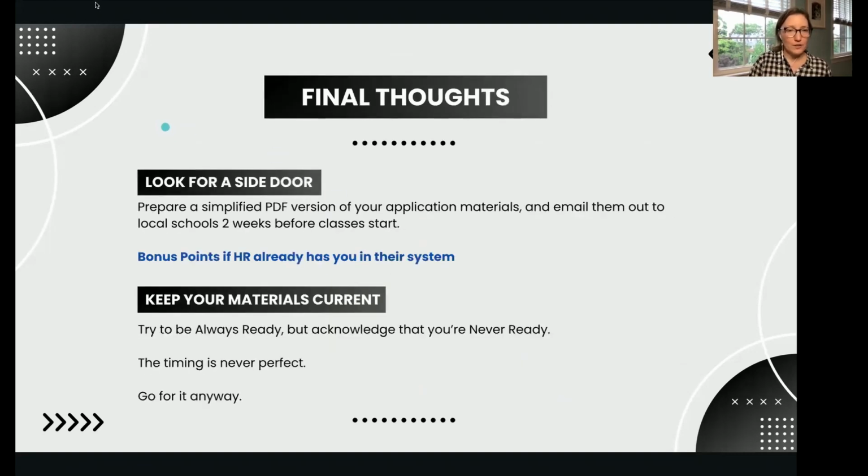Okay, final thoughts. This is one of my favorite tips. Look for a side door, especially if you're looking for a part-time adjunct position, or any other part-time jobs. I feel like the full-time jobs are a little bit more formal and organized, but you can look for a side door for some of these part-time jobs. So here's how you would do that. Prepare a simplified PDF version of your application materials and email them out to local schools 2 weeks before classes start.